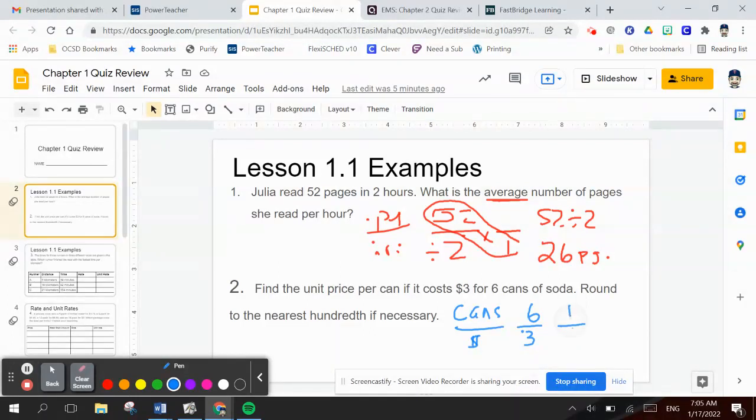I want to know how much 1 can is. So I cross multiply 1 times 3, which is 3, and I divide that by the only number I have left, which happens to be 6. And 3 divided by 6, I get 0.50. So 50 cents per can.